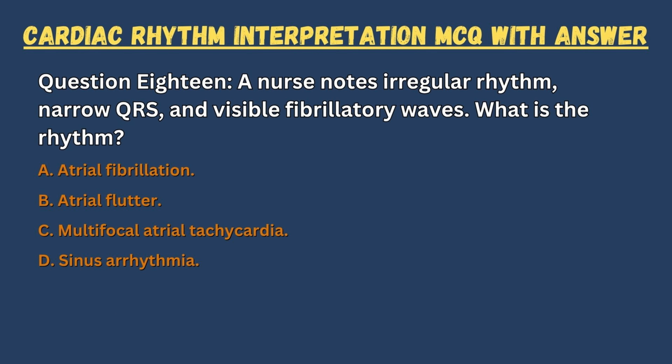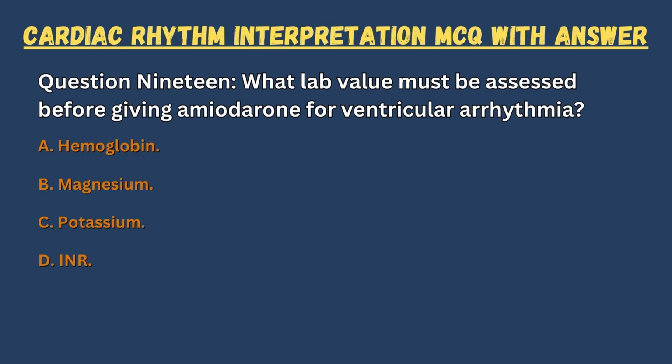Question 18. A nurse notes irregular rhythm, narrow QRS, and visible fibrillatory waves. What is the rhythm? A. Atrial fibrillation. B. Atrial flutter. C. Multifocal atrial tachycardia. D. Sinus arrhythmia. Answer: A. Atrial fibrillation.